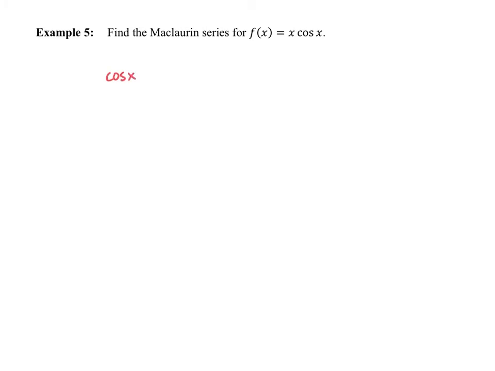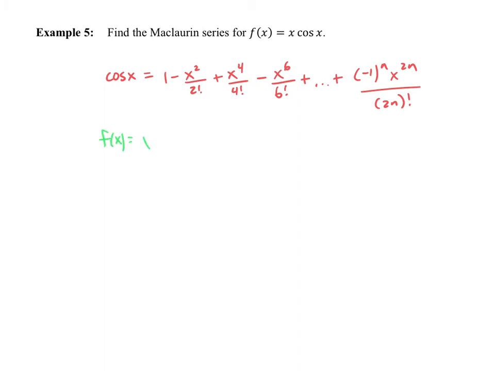And remember, you can algebraically manipulate a lot of this. And we have cosine hopefully memorized. If not, go ahead and memorize that as quickly as you can. And so when we think about cosine of x, we're simply just multiplying by x to get our function f of x. So f of x, which is x cosine of x, means that I take each of the terms and I multiply by x, giving me the following power series.